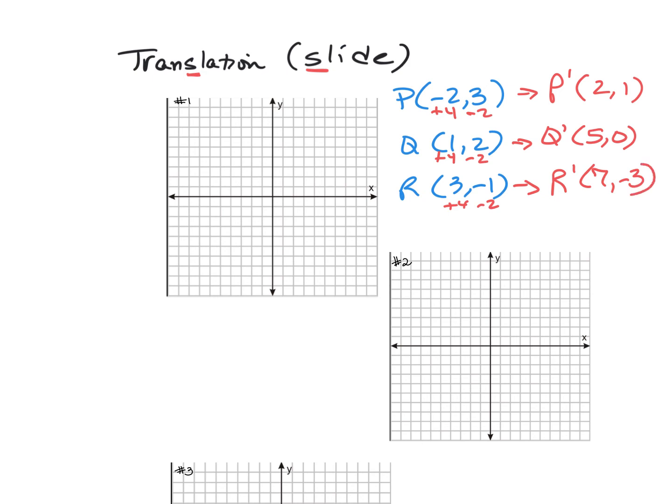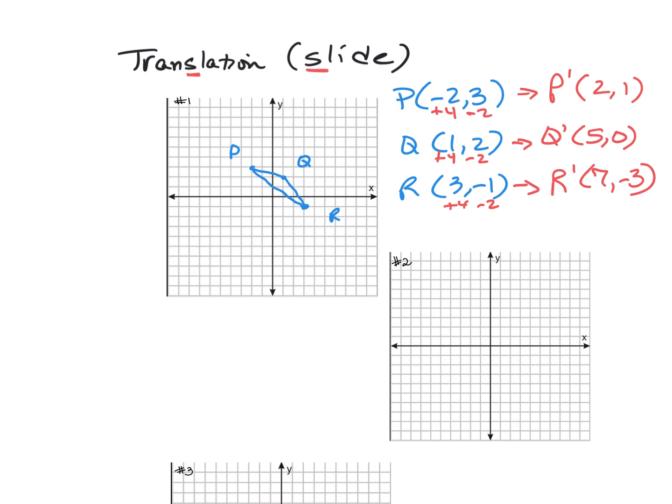So I'm going to graph P first. It's at -2, +3. Then I'm going to graph Q. It's at 1, 2. Then the R at 3, -1. I can go ahead and connect and make your skinny little triangle here. And now I'm going to graph the new one.